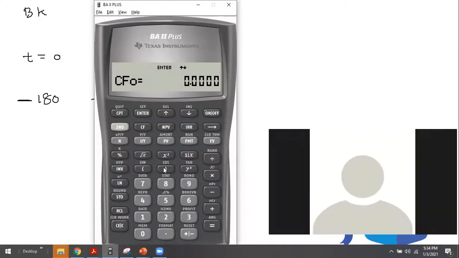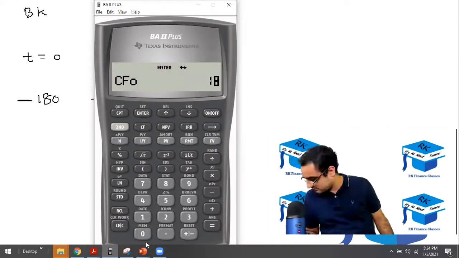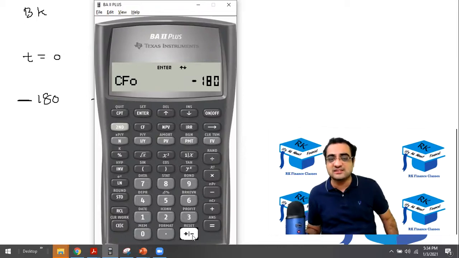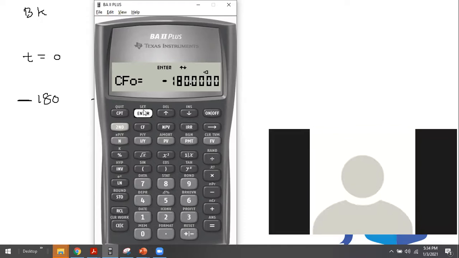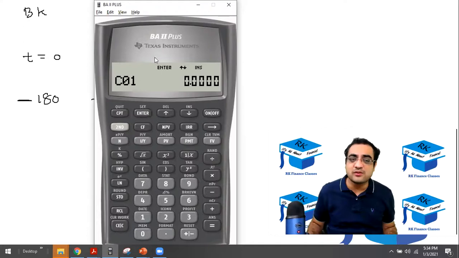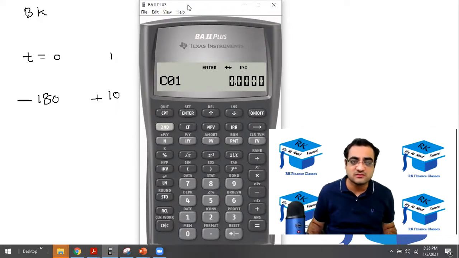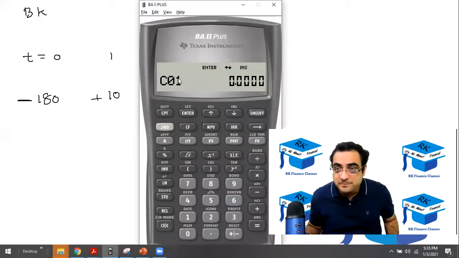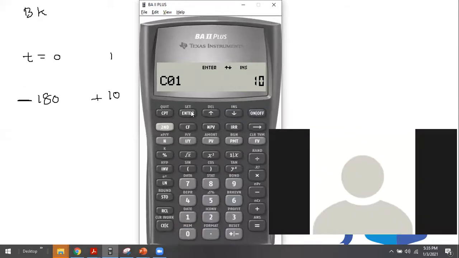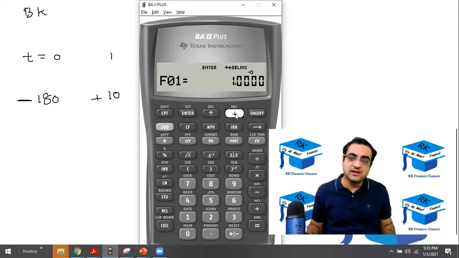Yeah, sir. Okay, CF0 is 180 with a negative sign. So press 180 and press plus minus to get 180 with a negative sign. Did you get it? Yeah, sir. Press enter. Press downward key. What is C01? See on the screen. 10. Good. So press 10 and press enter. Done. Press scroll down. Ignore the frequency.